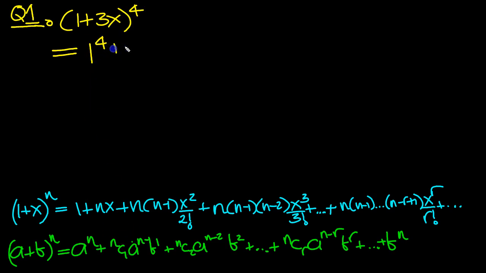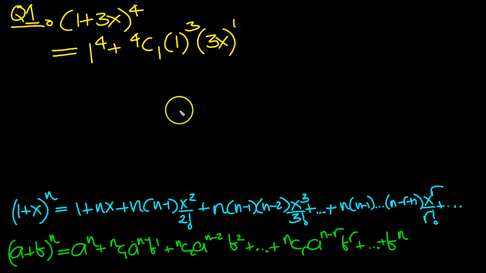Then we've got nC1, which is 4C1. And then we decrease the power of the first term by 1. So that's, instead of 1 to the 4, is 1 cubed. And the second term, which is here, is 3x. And this increases in power. B to the 1 is here, isn't it? And we carry on in that same fashion along the row.